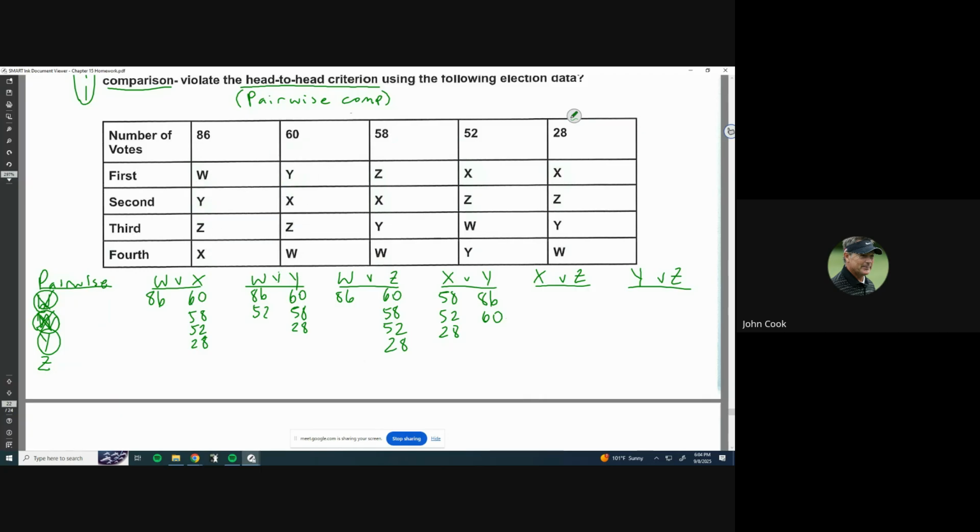So for X and Z, W and Y get eliminated. Okay, so the winners are Z, X, Z, X, and X. So the X's get 60, 52, and 28. And then the Z's get the rest of them, so 86 and 58. All right, now for the last one, Y versus Z.